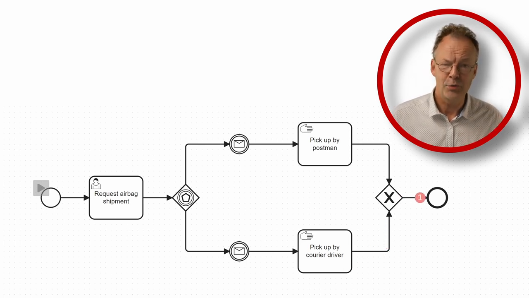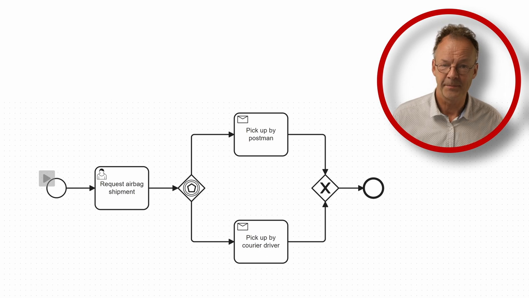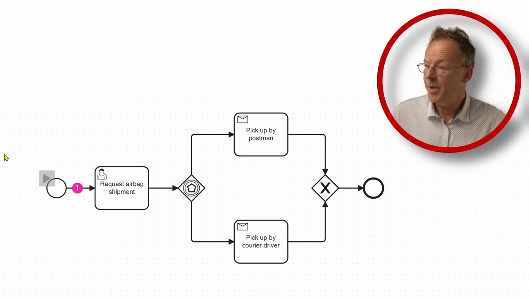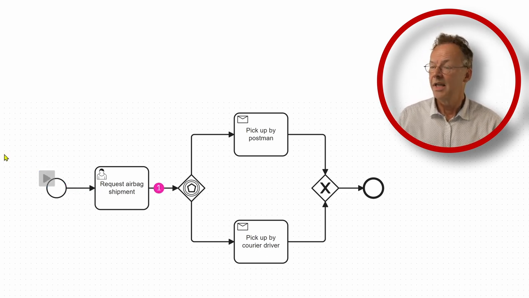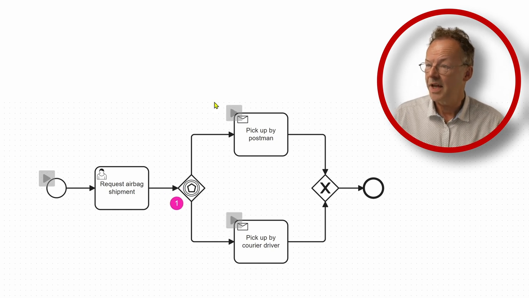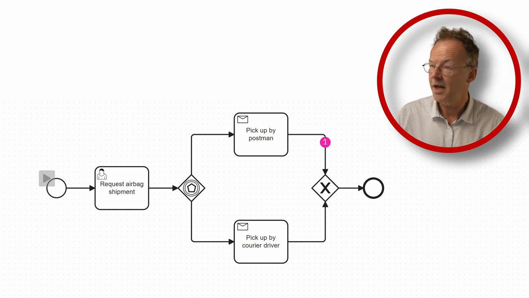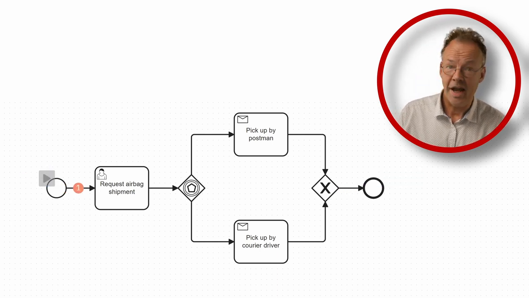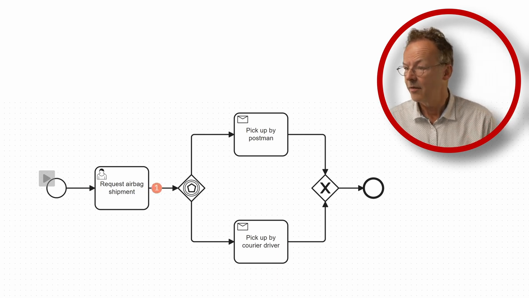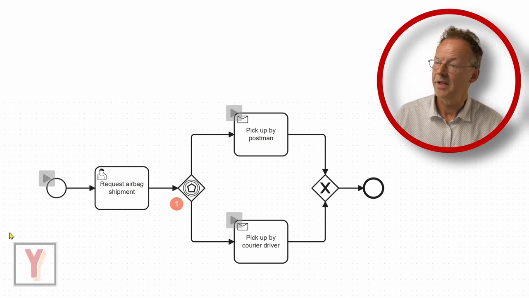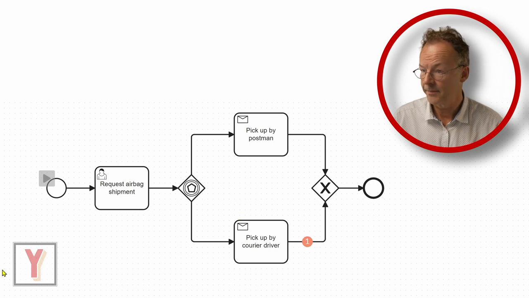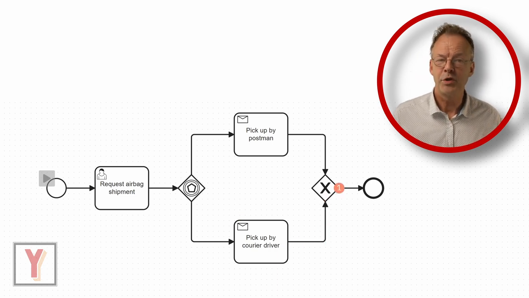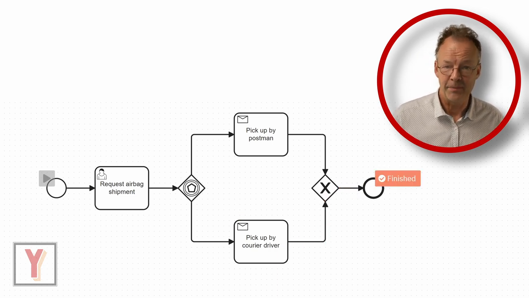Let's now look at the solution with receive tasks. Here we have request airbag shipment, we have our exclusive event-based gateway, and we have the receive task pick up by postman. And in the second run, request airbag shipment, we have our gateway here, and this time it's pick up by courier driver. The behavior of the two solutions is exactly the same.